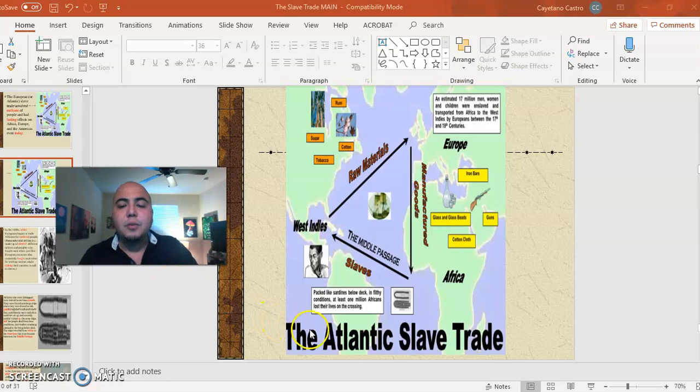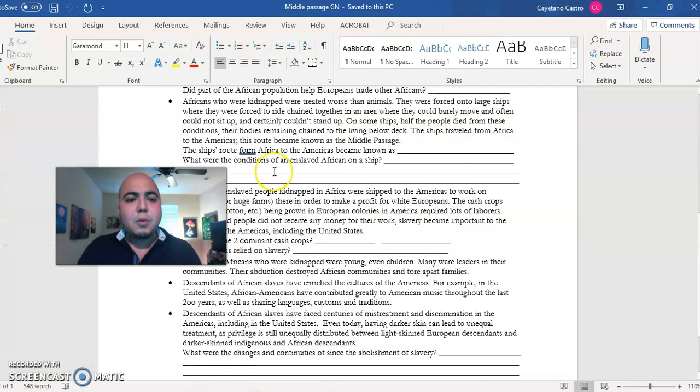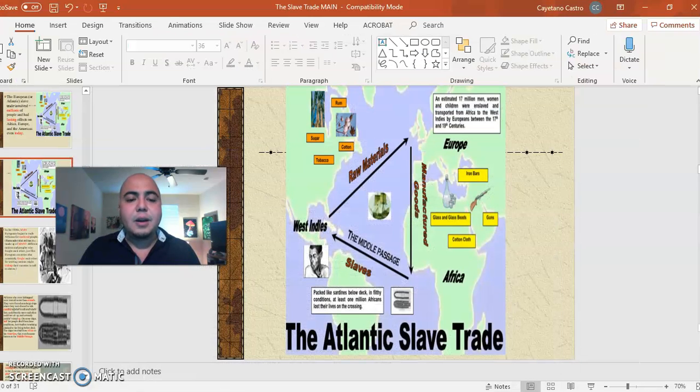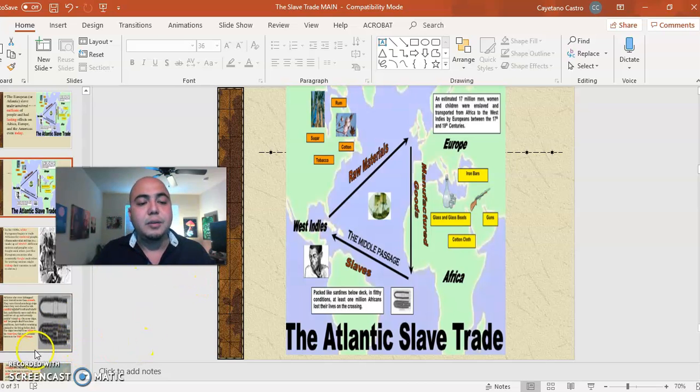All right, so the route from Africa to the Americas was known as what? And that will be the Middle Passage. And for your second question, what were the conditions of enslaved Africans on the ship? Not pleasant, horrendous. Okay, they couldn't stand up. And I will be providing primary sources. You can see what they had to endure in a bit right now.